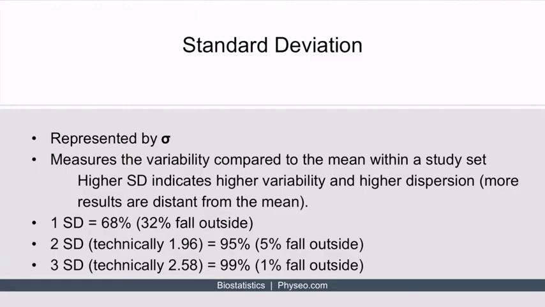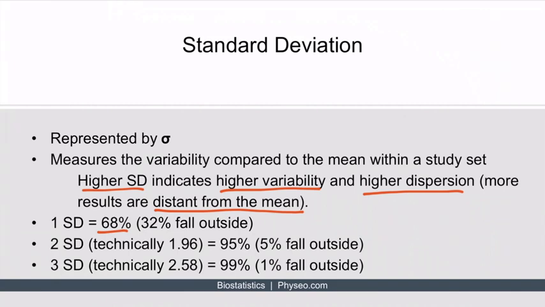So we're coming back to the standard deviation slide with a few additions. The take-home point is that higher standard deviation indicates higher variability and higher dispersion. In other words, more results are distant from the mean. And just barely, we were referring to a single standard deviation, which correlates to 68%, which we discussed before.